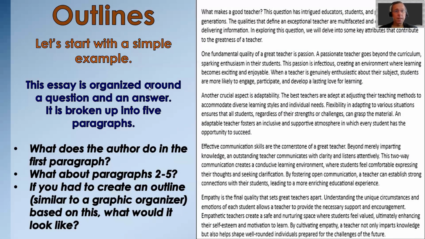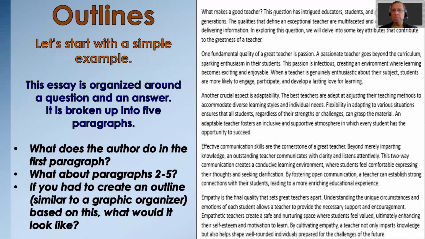Okay, so this essay is organized around a question and an answer. So we need to think about what question the author is asking us and how the author is answering that question. So let's go ahead and go through our first paragraph, and we're going to figure out what this author is trying to do in that first paragraph.